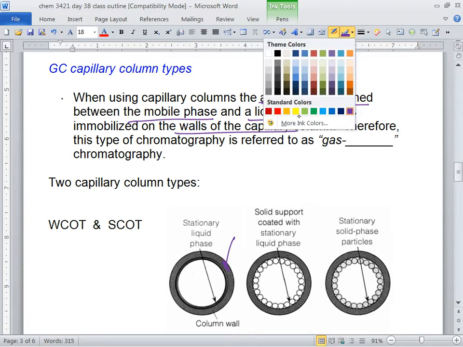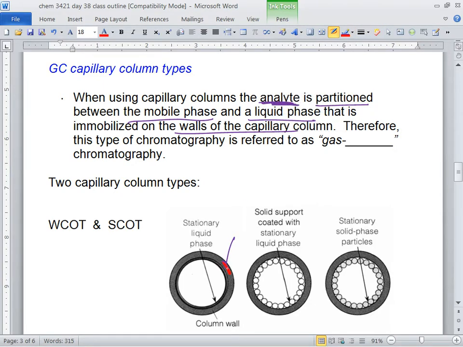Let me change color here. Here's your capillary column, right? The column wall, that's this thing. Well, then you have this liquid layer on the inside. They coat some liquid on there. That's your stationary phase. Your mobile phase is a gas blowing through the center of the capillary, right?